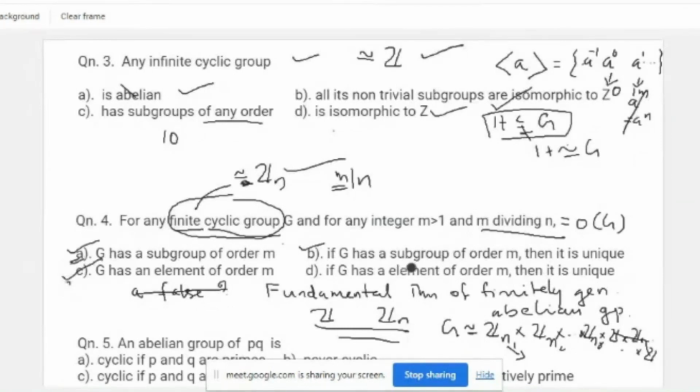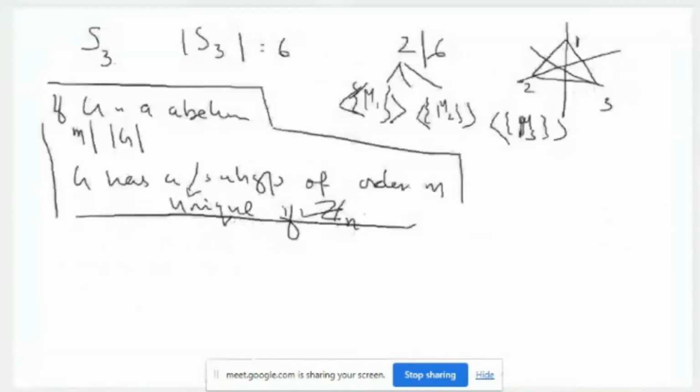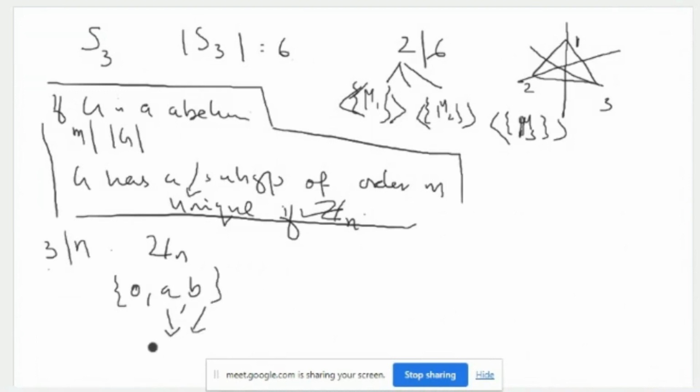What about option D? It may not be true. For example, suppose M is 3 and you have a cyclic group whose order n is divisible by 3. Then it is isomorphic to Zn. You have a subgroup of order 3, say {0, a, b}, and both a and b must have order 3, because 3 is a prime number. This itself is a group, a subgroup.